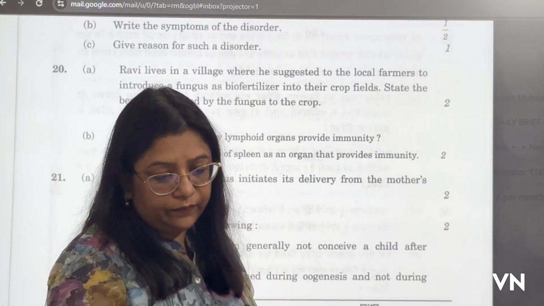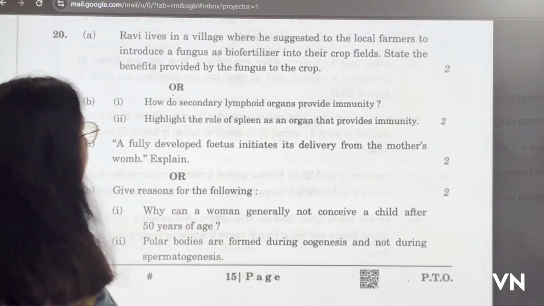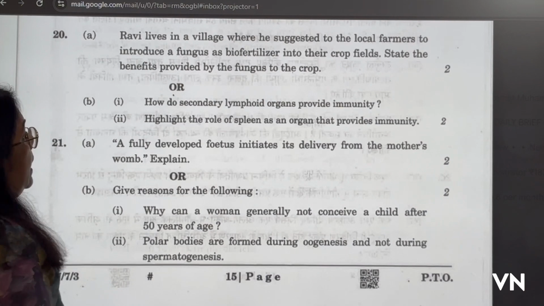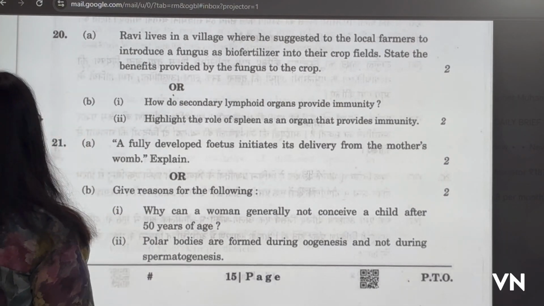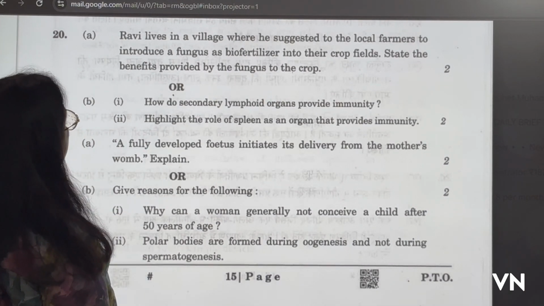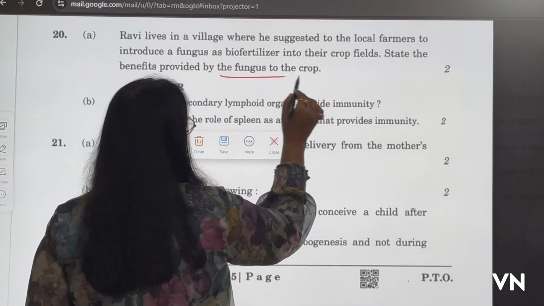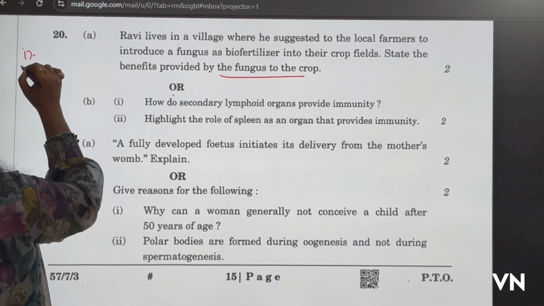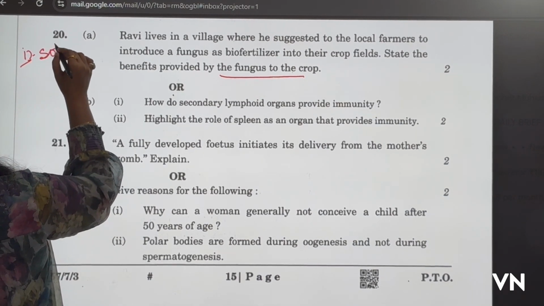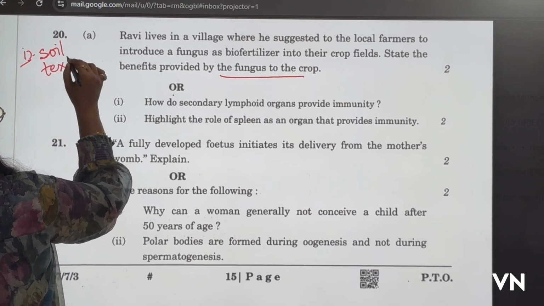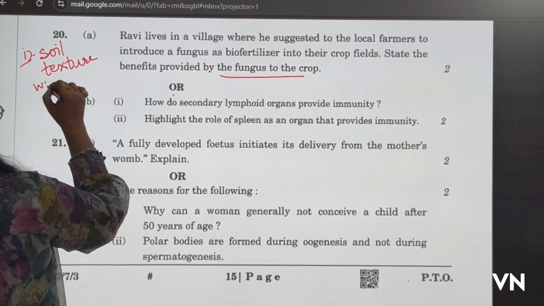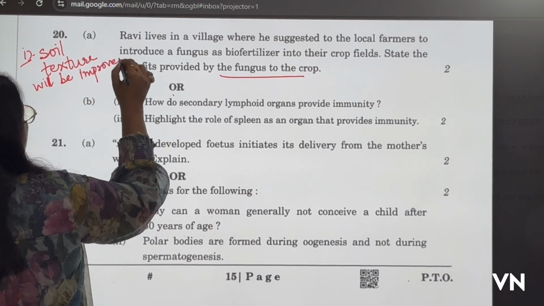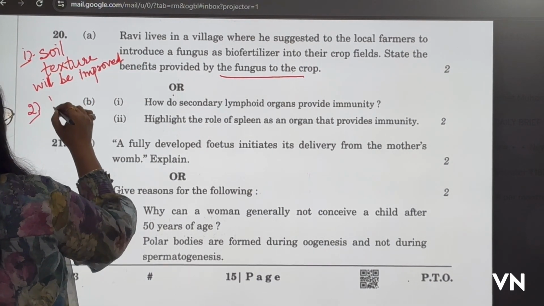Next question: Ravi lives in a village where he suggested to the local farmers to introduce a fungus as biofertilizer into their crop fields. State the benefits provided by the fungus to the crop. So what can the fungus do for plants? First, the soil texture, in whichever soil the fungus is added, will be improved. Soil texture will be improved. As for the crop, the crop will be disease free.